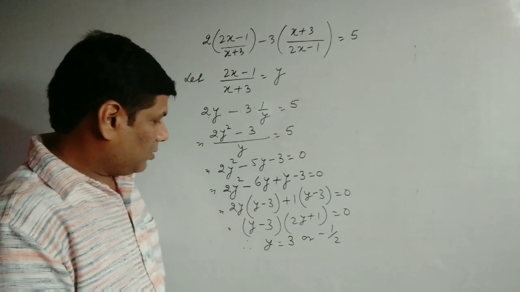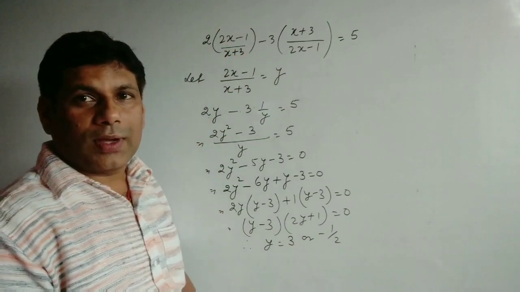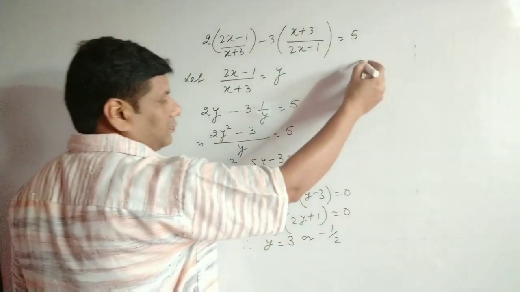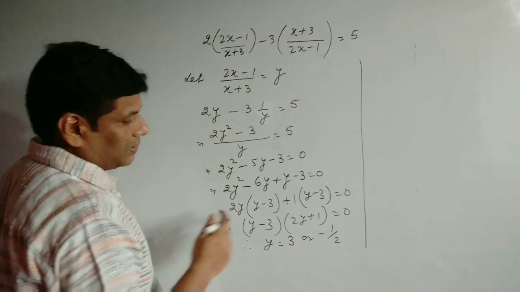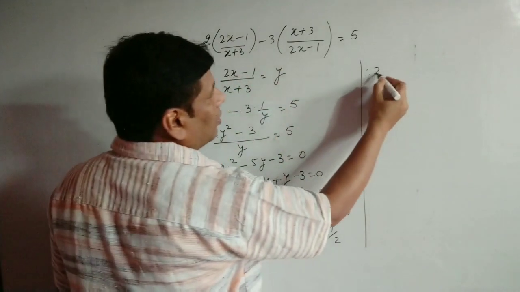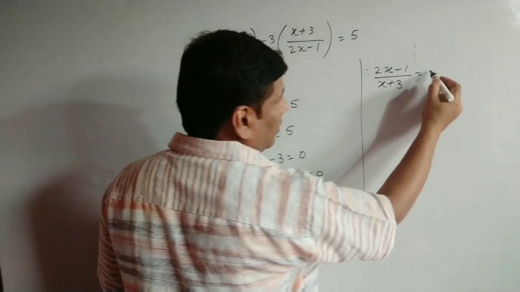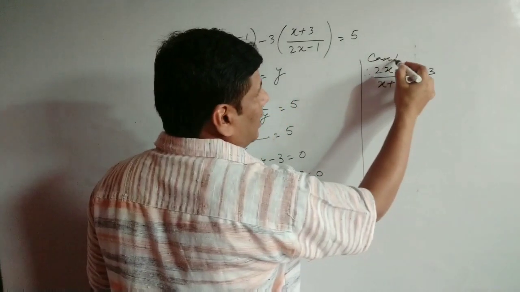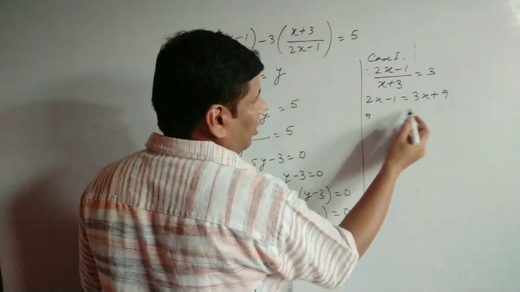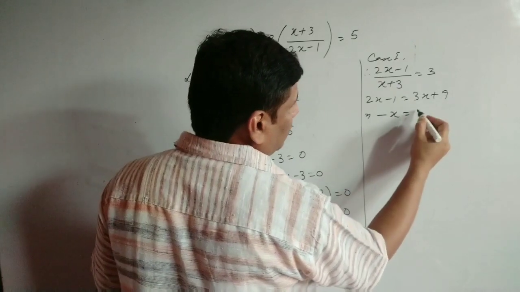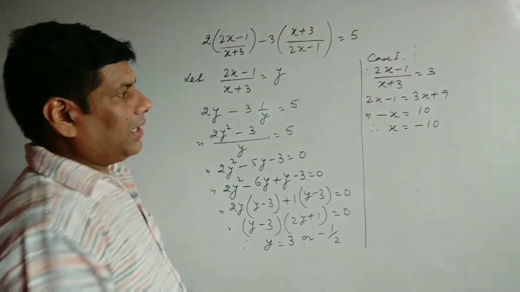Here we have got the value of y, but in the question we have x. So what we have to find is the value of x. Now in place of y we will replace it with (2x minus 1) by (x plus 3). Therefore we can write (2x minus 1) by (x plus 3) equals 3 in the first case. So 2x minus 1 equals 3x plus 9, or minus x equals 10. Therefore we get x equals minus 10.